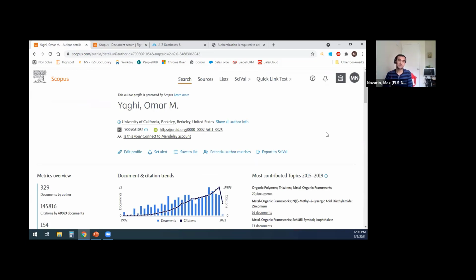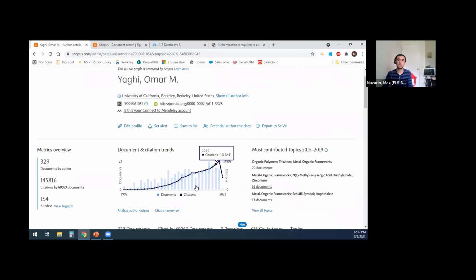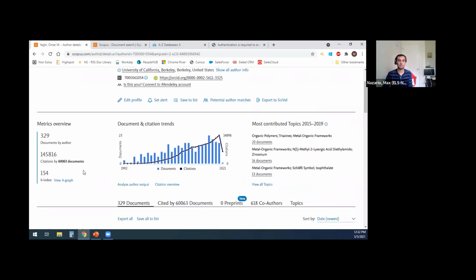Every author within Scopus has a customized, created author profile page. Here's an example of one author's profile page, which gives you an overview of that researcher's output. You can see over time how many documents they have published and how many citations they have received. At left, you can see information about the author level metrics.